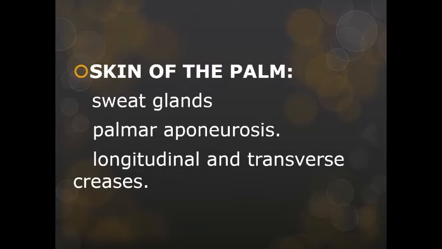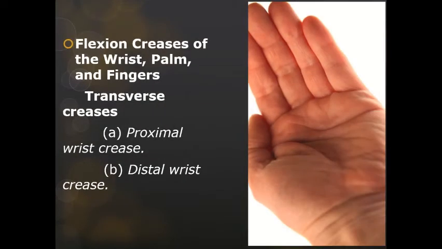So the major difference which we can identify is that no hair follicles are present on the thick skin, whereas on the thin skin we can identify more hair follicles. So let us see the skin of the palm. It consists of sweat glands, palmar aponeurosis, and longitudinal and transverse creases we can identify. Let us see what they are.